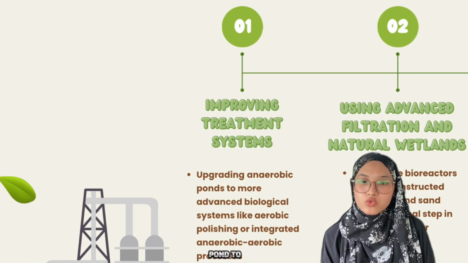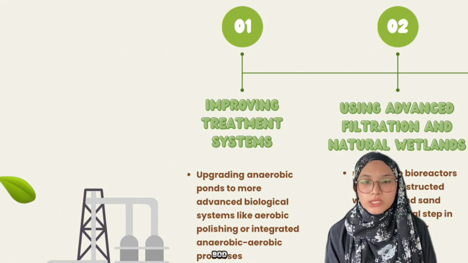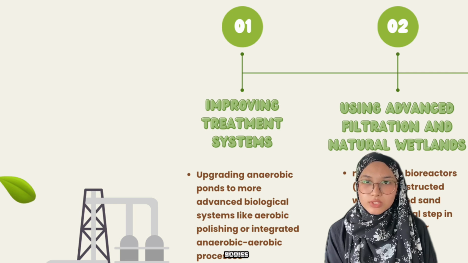Mitigation to this matter is improving treatment systems. Upgrading anaerobic ponds to more advanced biological systems like aerobic polishing can help bring down pollution levels like COD and BOD to meet national standards. These systems are especially important for mills that discharge into sensitive water bodies.